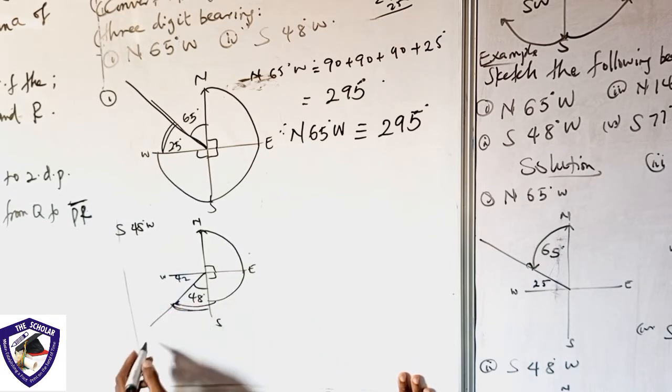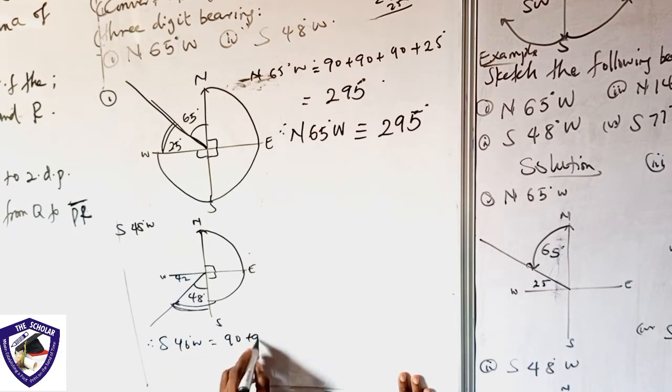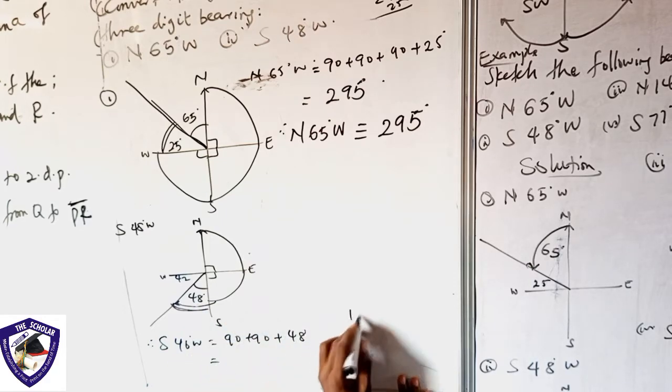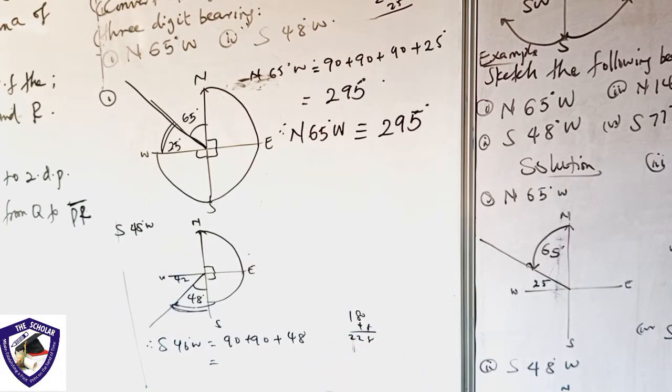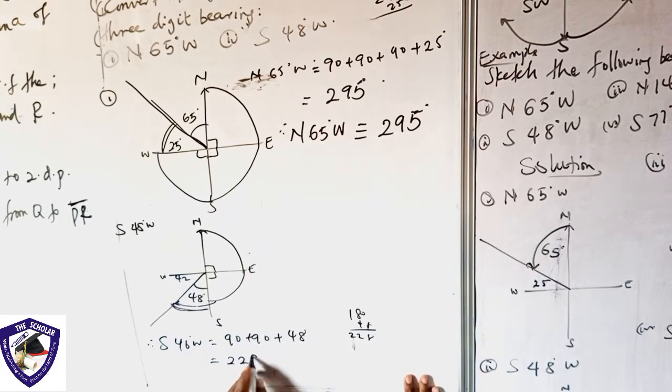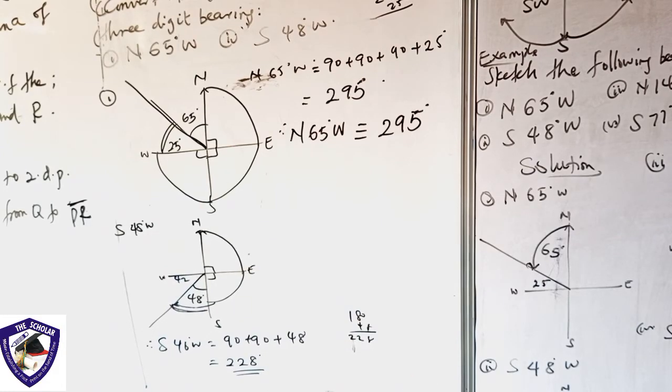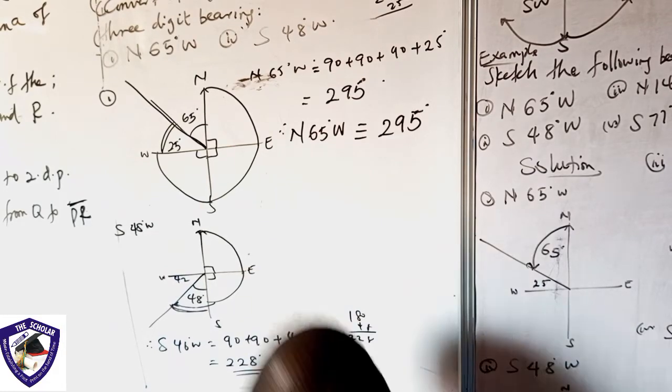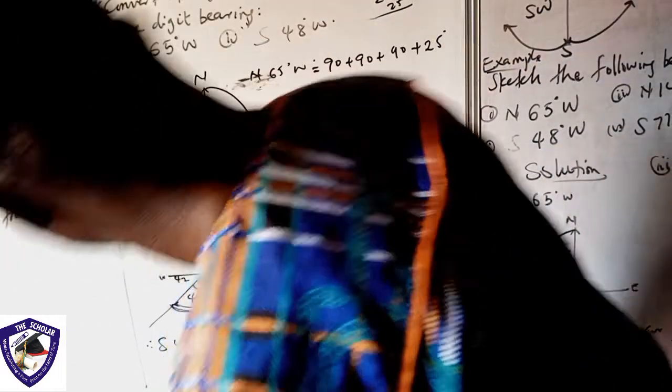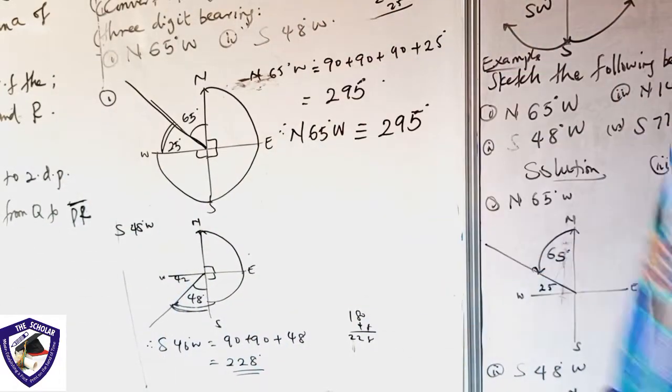That's 48. So therefore, my south 48 degrees west is going to be 90 plus 90 plus 48. And that gives us 180 plus 48, that will give us 228 degrees. So that is how you convert from 2 to 3 digit bearing. Conversely, conversion from 3 to 2.